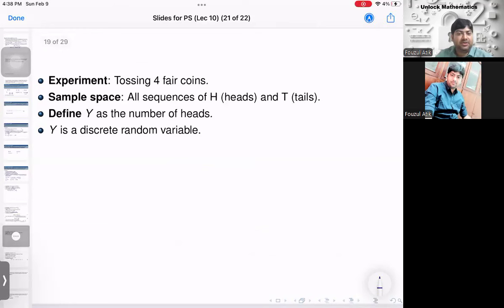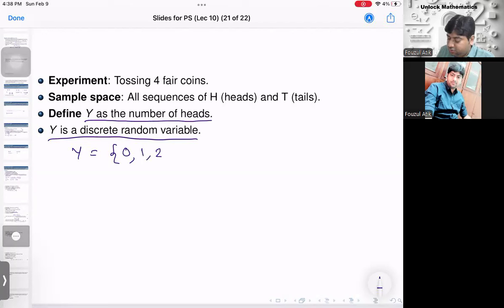Okay, look at this example: tossing 4 coins, which we already discussed. The sample space is all the 2 to the power 4 outcomes, all possible combinations of head and tail, if you toss 4 coins. Then Y is the number of heads. This is the random variable, and Y is a discrete type. What values can Y take? You are tossing 4 coins and Y is the number of heads, so it can be 0, 1, 2, 3, or 4.